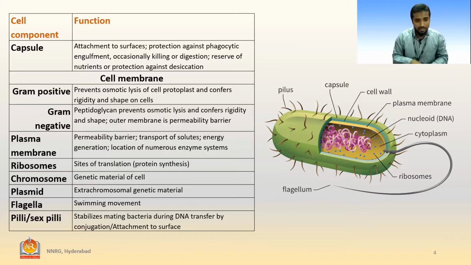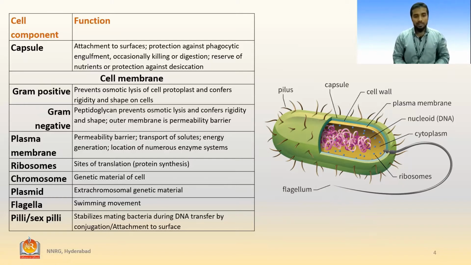And next is it occasionally killing or digestion. Okay, reserve of nutrients and protection against desiccation. Desiccation means drying out. Okay, and cell membrane. Moving on to the cell membrane, as you can see here, the cell wall or cell membrane is of two types. It means gram positive and gram negative.